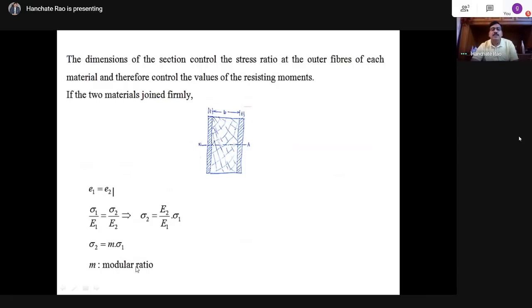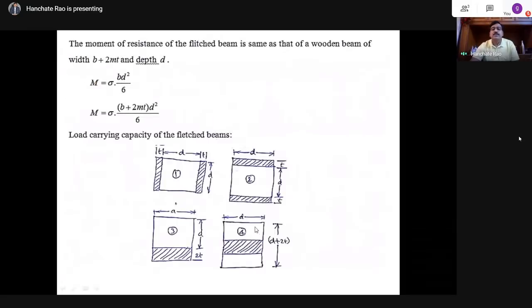This E2 by E1 ratio is called the modular ratio. E1 is the Young's modulus of the original material. E2 is the Young's modulus of the reinforcing material. So the ratio E2 by E1 is called the modular ratio. Generally, E2 should be more than E1, so then only it is beneficial to reinforce. So the modular ratio is generally greater than 1. E2 by E1 is called the modular ratio m. So sigma 2 is m times sigma 1. This is the concept with flitched beams.